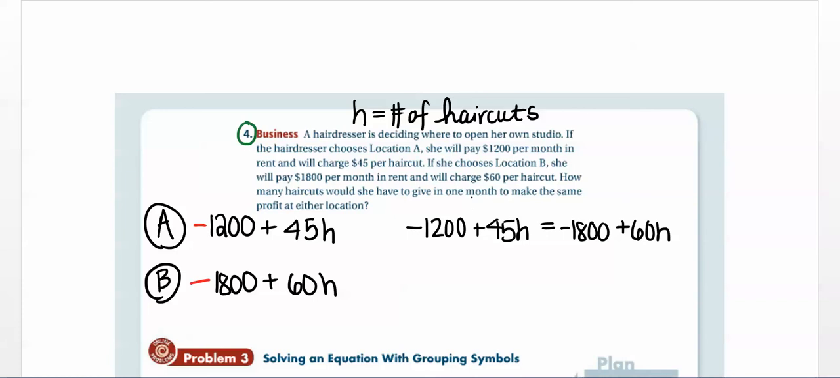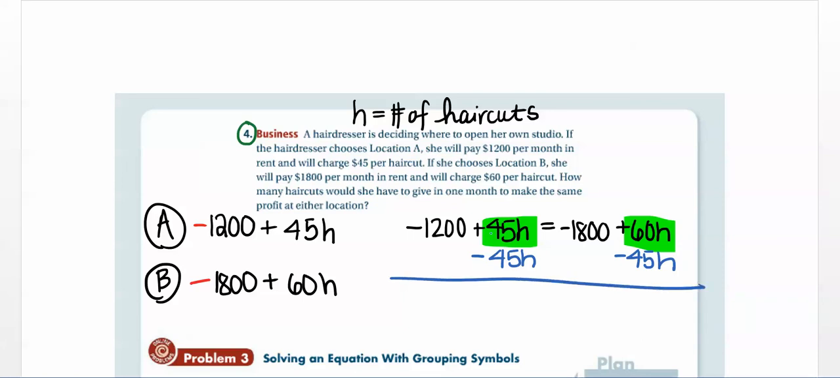Okay, so we've got variables on both sides. We don't have distribution. We can't combine any like terms. So let's get our variables onto the same side. So I'm going to move the 45H over. You could move the 60H over. It doesn't matter. I always like to move the smaller one. This is positive, so I'm going to subtract it. The point of subtracting is so that those cancel.